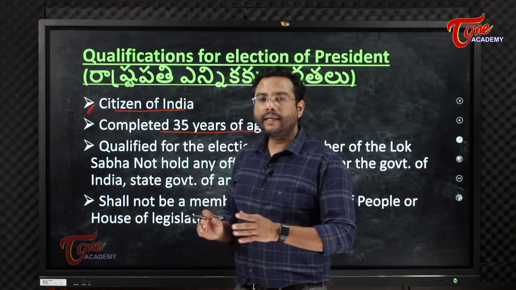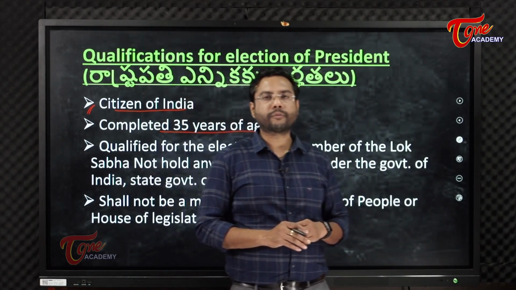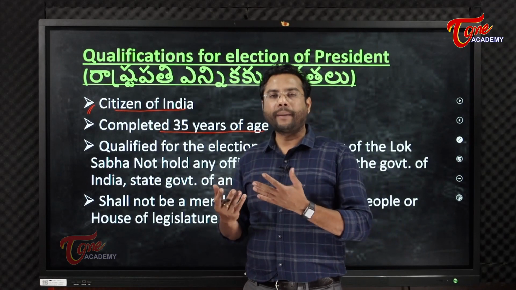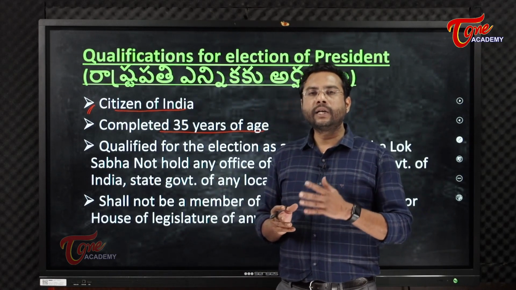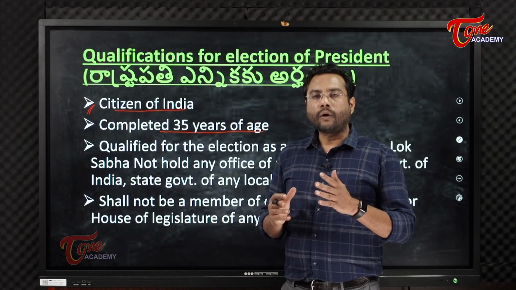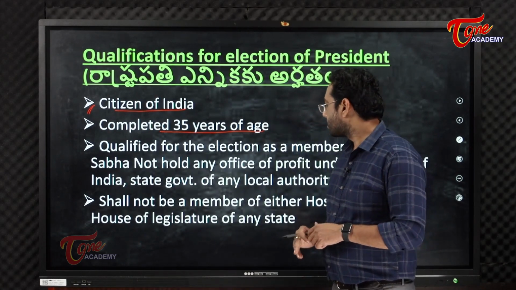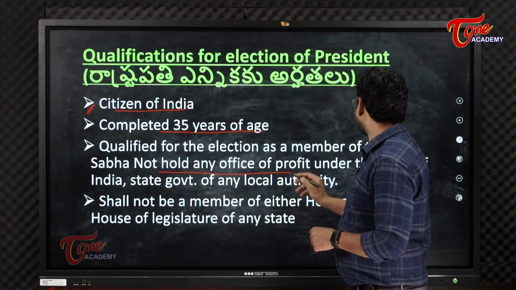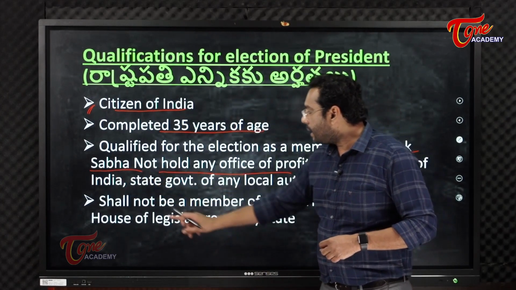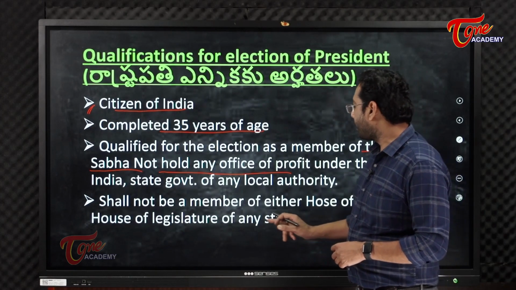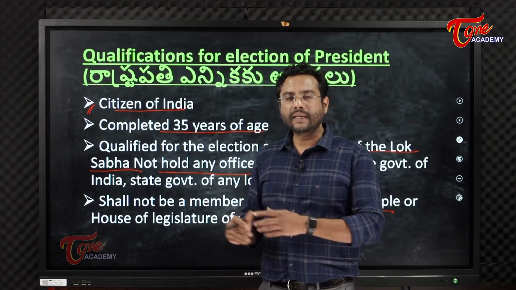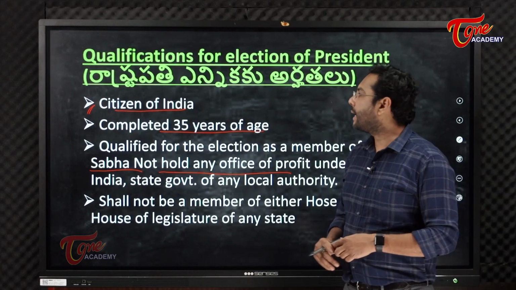And one thing is the president should not hold any office of profit. If the president is an MP of either Lok Sabha or Rajya Sabha, or an MLA for that matter, he or she should resign before entering the office of the president. So they should not hold any official position or office of profit, but they have to be qualified for contesting elections to the Lok Sabha. And the candidate should not be a member of either house of the parliament, that is both Lok Sabha and Rajya Sabha. So there are clear qualifications mentioned for the election of the president.